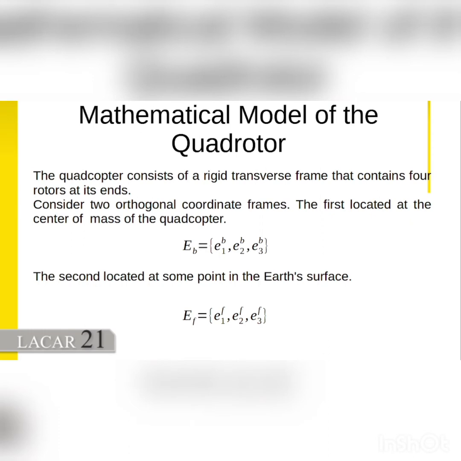Here is the mathematical model of a quadrotor or quadcopter. The quadcopter consists of a rigid transverse frame that contains 4 rotors at its ends. To derive the equations that describe the attitude and position of the VTOL, it is necessary to consider 2 orthogonal coordinate frames. The first is located at the center of mass of the quadcopter, and the inertial coordinate frame, the second, is located at some point on the Earth's surface.